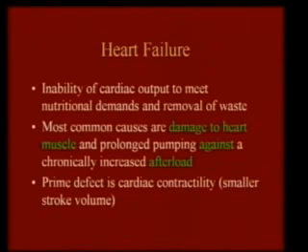So anyways, anytime you have just a generic situation where cardiac output is failing to meet the nutritional demands and the removal of waste in your body, we call that heart failure. Okay, like I said, there's a lot of things that could lead into that. There's a lot of different ways you could have heart failure, but that's just a generic term.